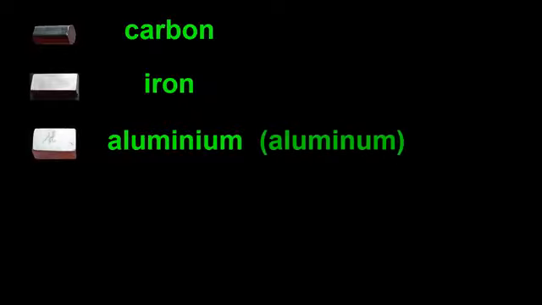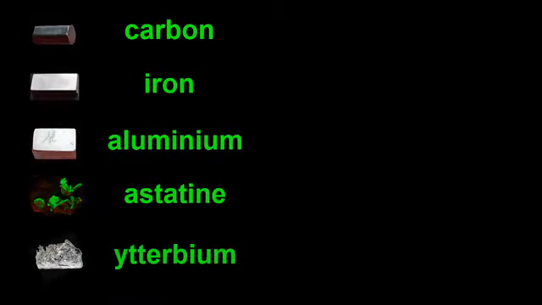Zooming back out, we see that the gold atoms become a lump of gold again. If we zoomed out from silver atoms, we'd see a lump of silver instead. Because there are 92 kinds of atoms, there must be 92 elements too, one for each kind. You probably have already heard of some of them, like carbon, iron, and aluminium, or aluminum if you're American. But maybe not astatine or ytterbium. With so many elements, there's a lot of names to remember.